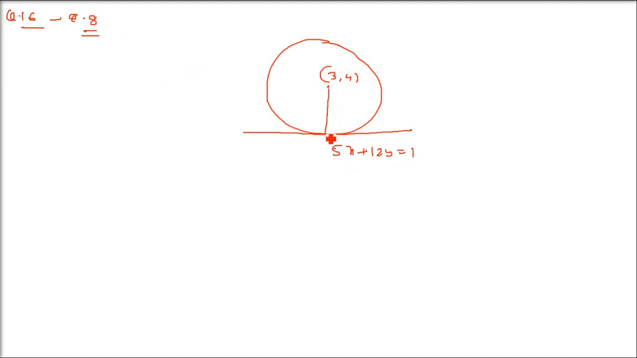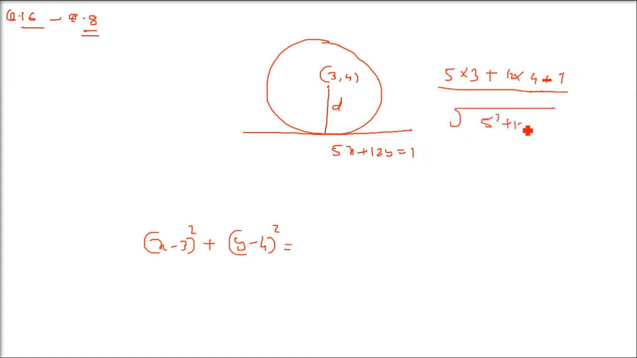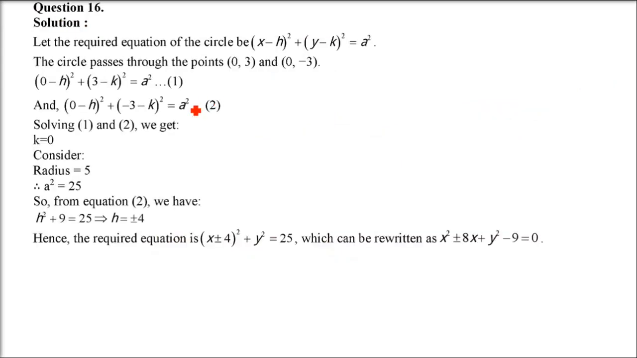In many books, many editions, it will not be there. So for those people, it's not a problem. For those who are viewing it again, just an idea. The equation will be (x minus 3) whole square plus (y minus 4) whole square, because h and k, the center, is (3, 4). And what will be the perpendicular distance from the point (3, 4) to this line? 5 into 3 plus 12 into 4 minus 1, divided by under root 5 square plus 12 square. So this is the distance. Whatever you get here, just square it and put it in this equation. So we have already done this.